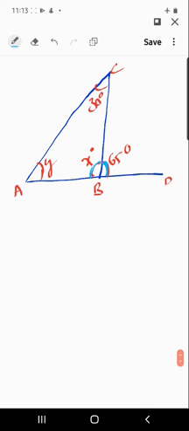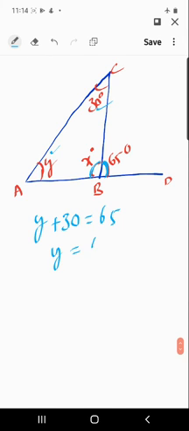But here you see what is the relation between the exterior angle and its opposite angles. According to the exterior angle property, the exterior angle is always equal to the sum of the opposite angles. This is the exterior angle. What are the opposite angles? This one and this one, sum of the opposite angles. Write it, y plus 30 is equal to 65. This is the exterior angle property. So the sum of the opposite interior angles is equal to the exterior angle. So by that we can find the y value, that is 65 minus 30, that is equal to 35. So the y value is 35, we got it.